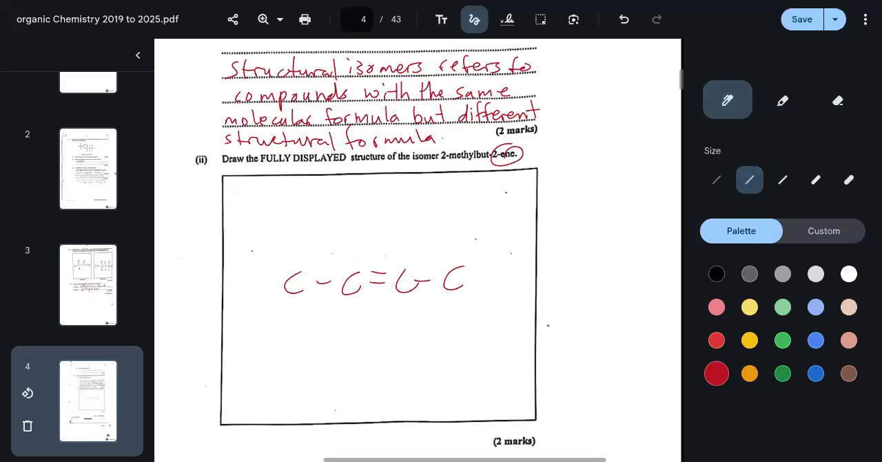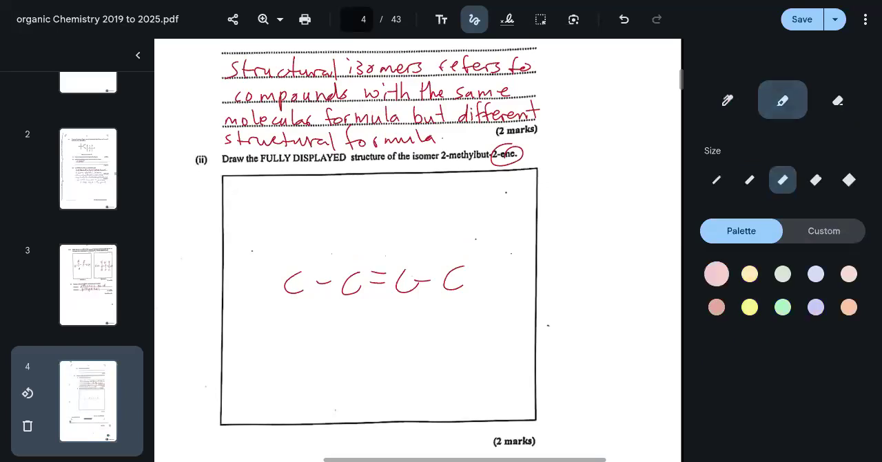So remember now, this is carbon one, two, three, 4. And when we name our alkenes, we give the double bond the lowest number possible. So it's between 2 and 3. So that is why it is 2-butene.